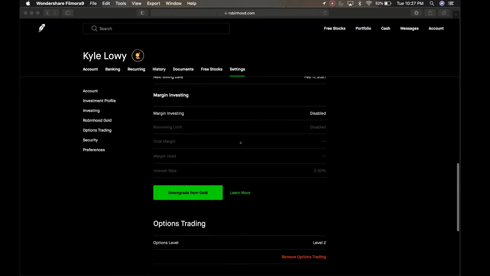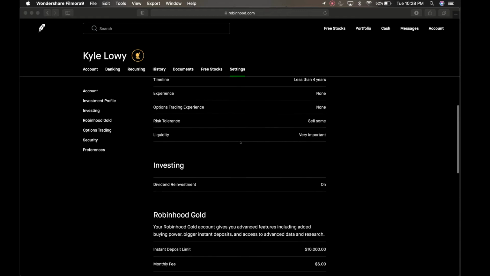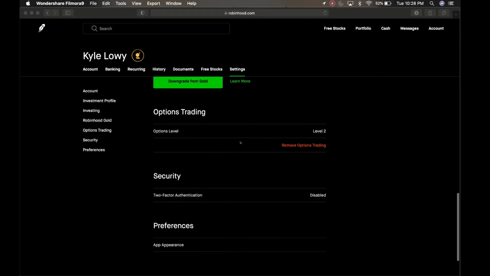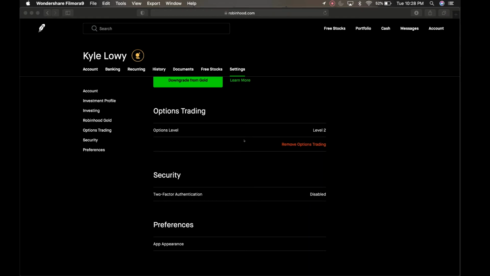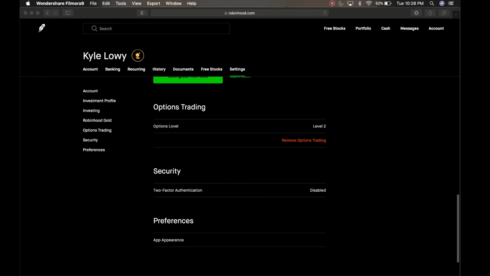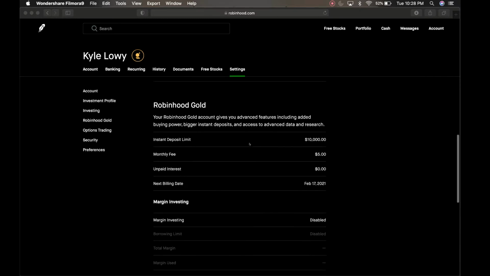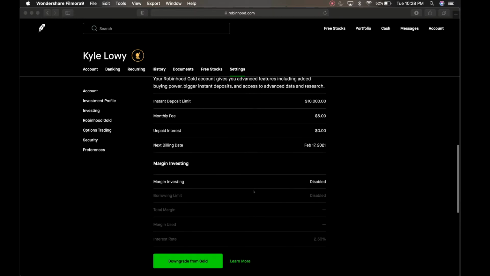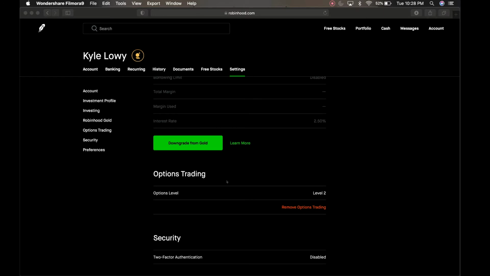Okay guys, first thing I want to point out is you need to have options on your Robinhood, okay? So you're gonna go to your account, hit settings, you're gonna scroll down and make sure your options level says level 2 and that you have options active and able, okay? You do need to get Robinhood Gold. I think it's like $5 a month, all right? So that's just one thing I wanted to point out.